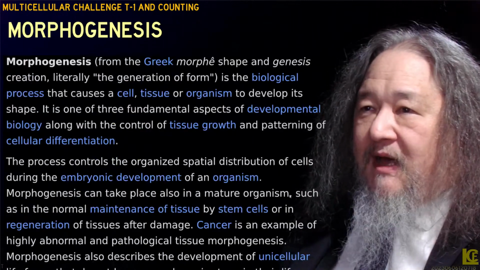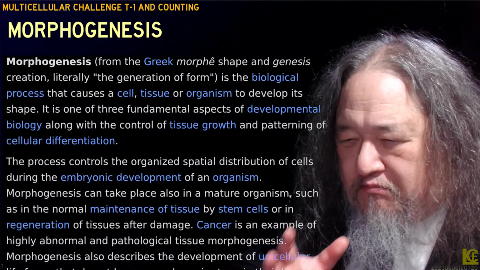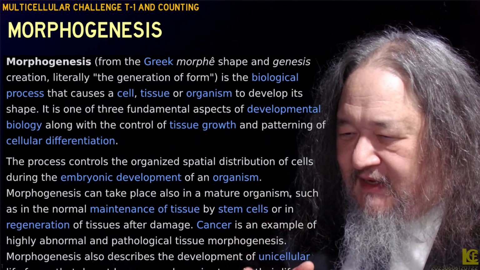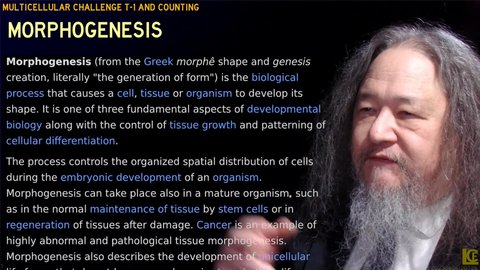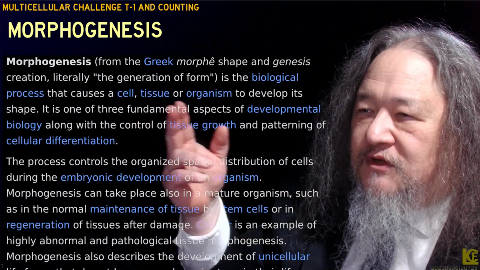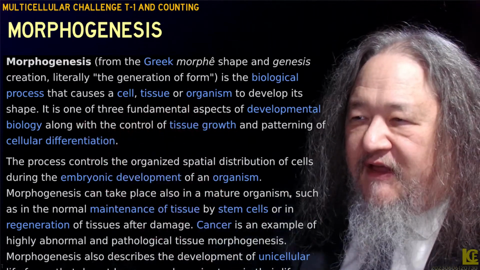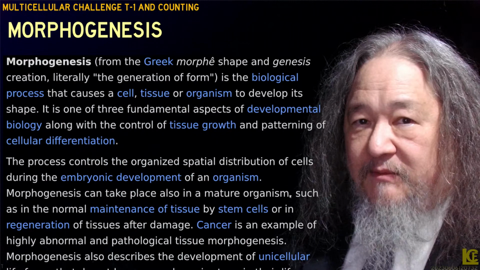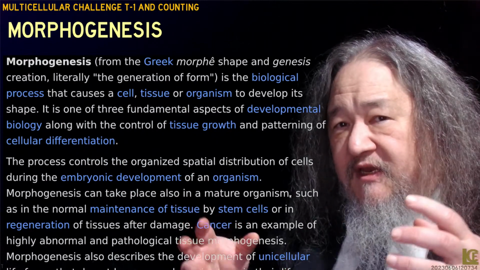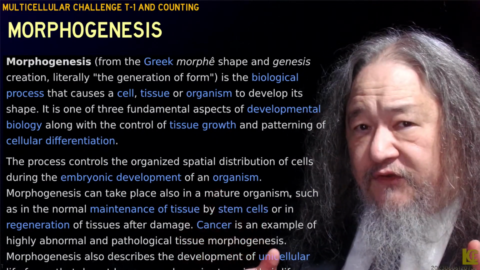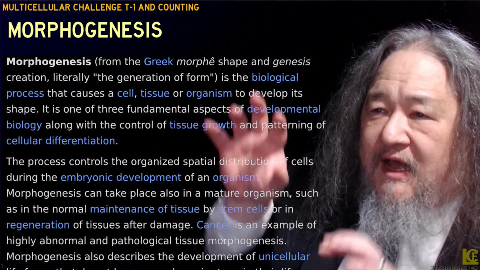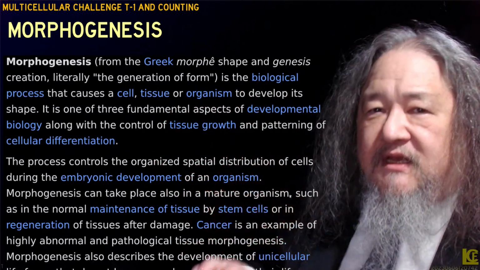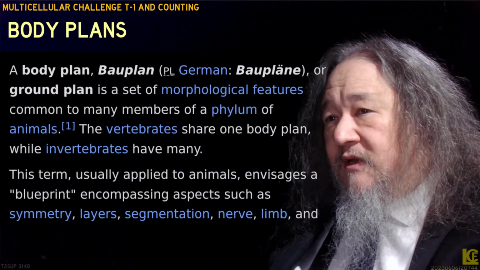Body plans and body models. So yes, the big talk for today is morphogenesis. Literally the generation of form, the biological process that causes a cell, tissue, or organism to develop its shape. Yeah, that's what we're talking about. It's not good enough just to split and make multiple cells. We could do that when they were being single cell creatures, but they have to actually organize themselves in space in order to become a multicellular organism.